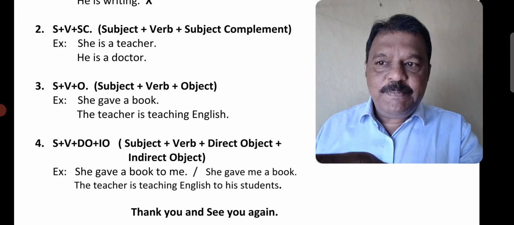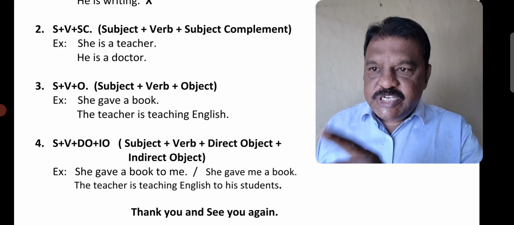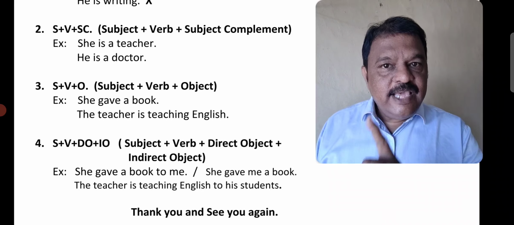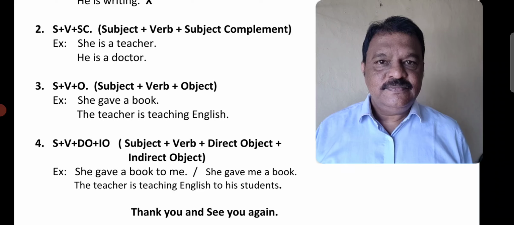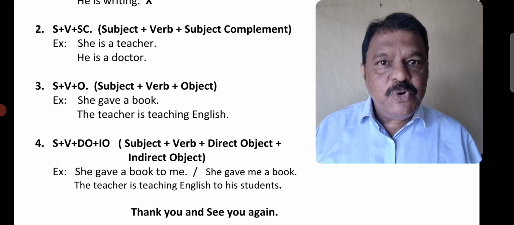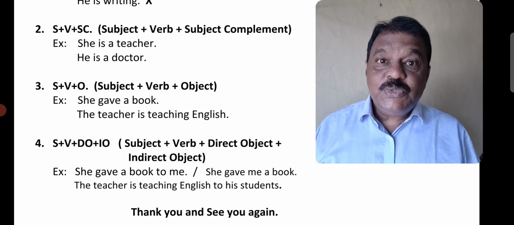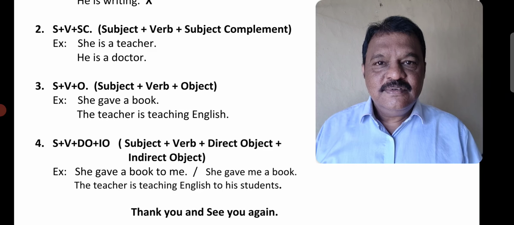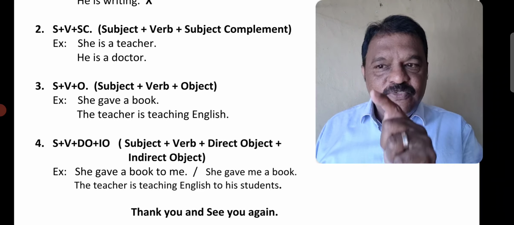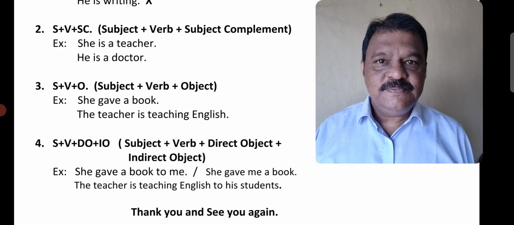Now let's take the help of subject and verb. She gave, because she is the subject, gave is the verb. She gave what? She gave a book. Got it? So the answer is a book. So a book is the direct object in this sentence.